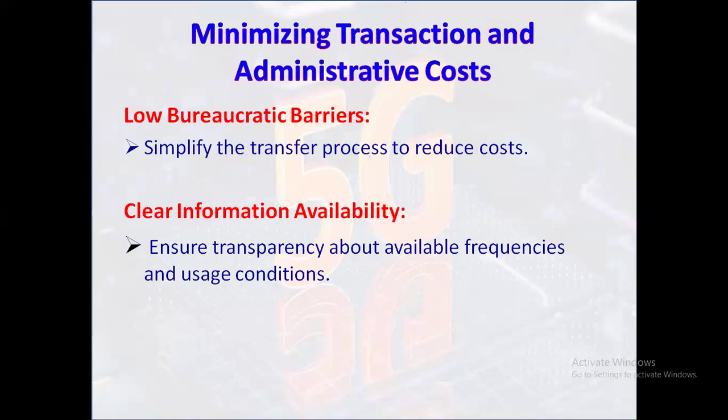Next, minimizing transaction and administrative costs. To ensure the effectiveness of spectrum trading, it is critical to keep transaction and administrative costs low. High hurdles can hinder trades and reduce the economic efficiency of spectrum use. Streamlining processes to minimize these barriers is essential. Moreover, having a reliable source of information on available frequencies and usage requirements ensures that potential buyers can make informed decisions, further facilitating efficient spectrum transfers.